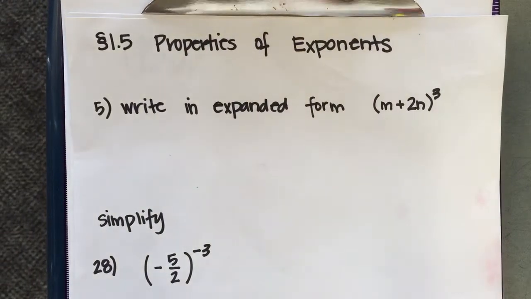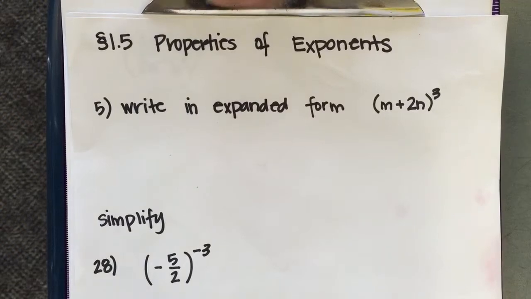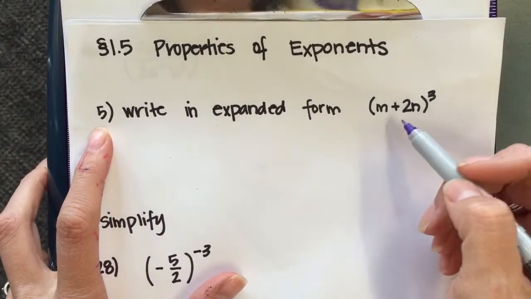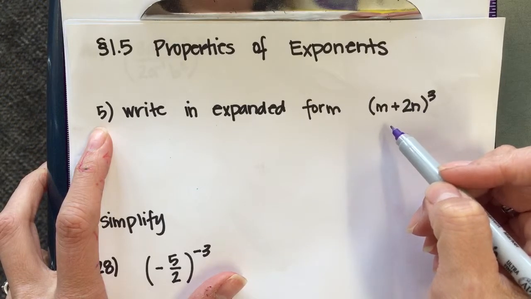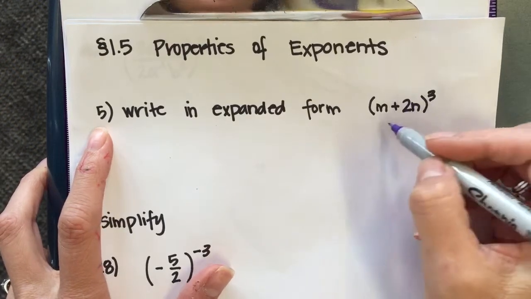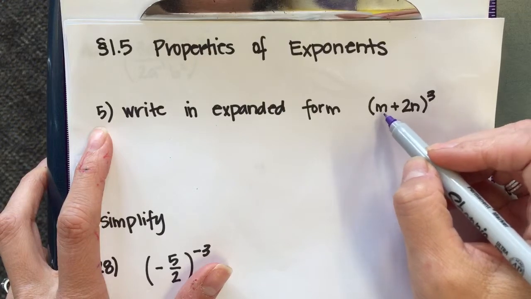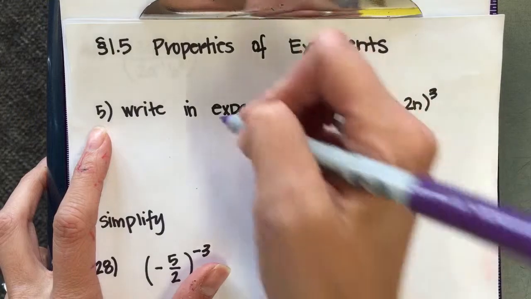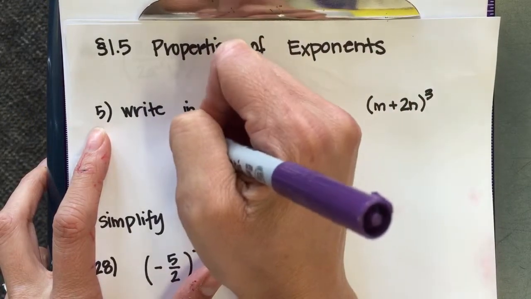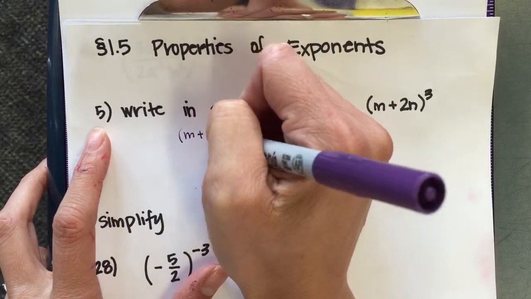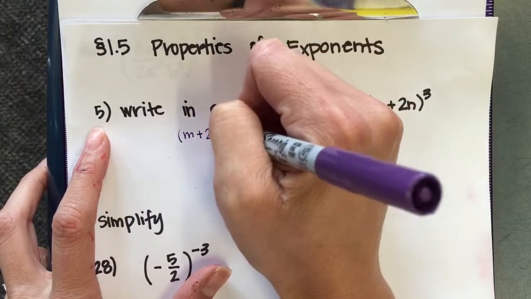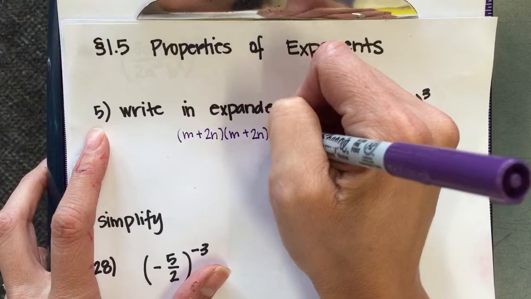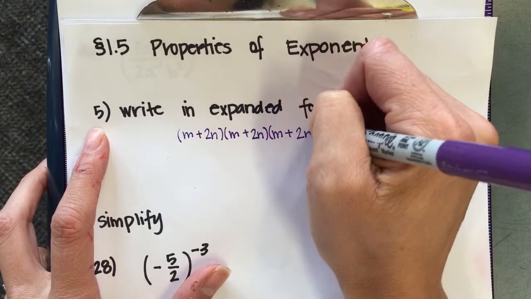Section 1.5 is working with properties of exponents. The first one I chose, number 5, write in expanded form. That just means that they want you to write it all out rather than using an exponent. So here we are multiplying the quantity m plus 2n cubed means you're multiplying it out 3 times. So write in parentheses the quantity m plus 2n times m plus 2n. That entire quantity being multiplied out 3 times.